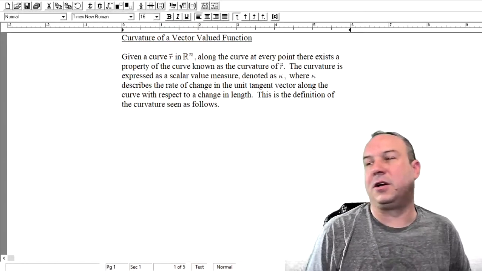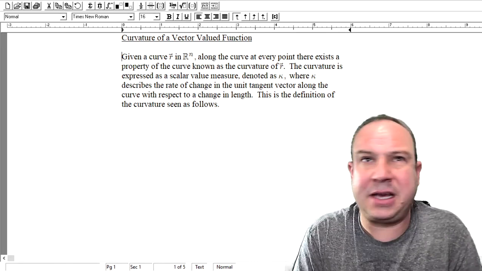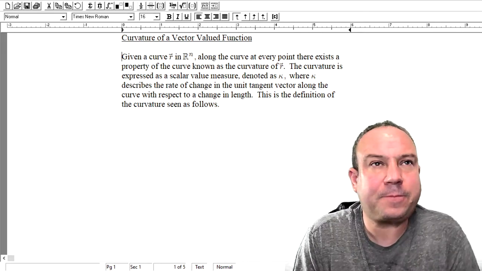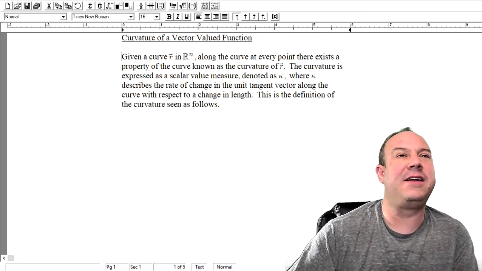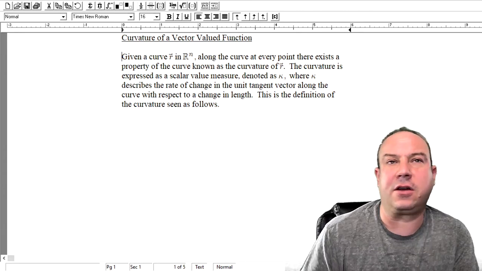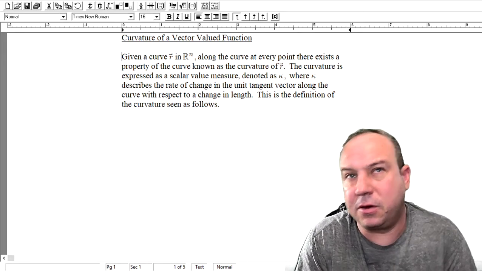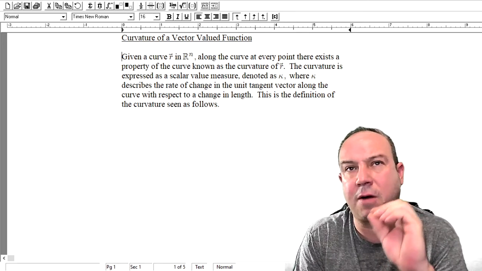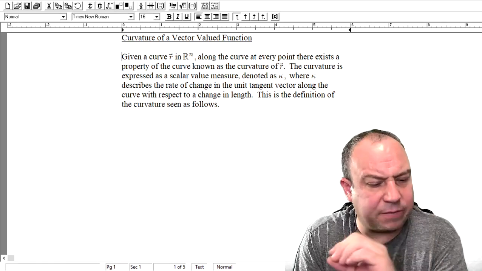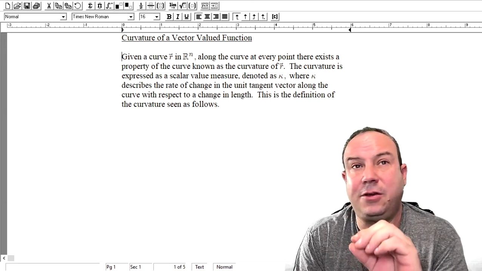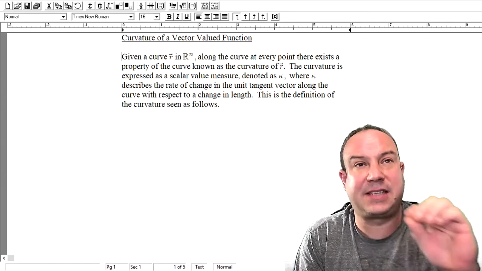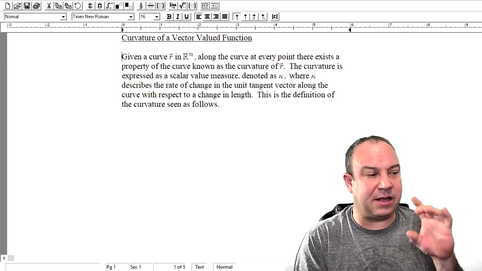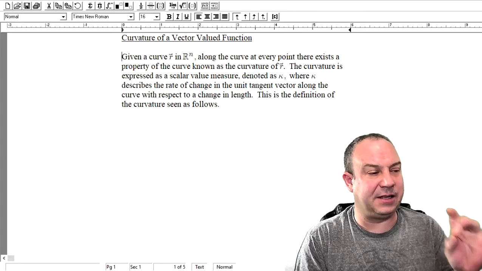If we actually get into the notes here, we will see that is what we have set up in our definition here, right? Given a curve, R bar, in our n-dimensional space, along the curve, at every point there exists this property of the curve known as the curvature of R bar. The curvature is actually a scalar value. It is not a vector value description. It is just a scalar value, a single numerical measurement, right? It describes curvature.